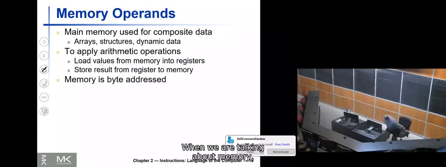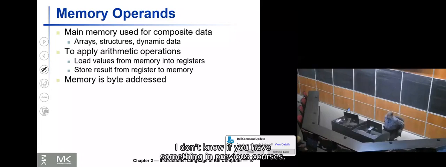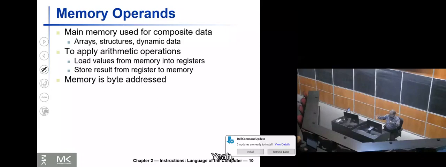When we are talking about memory, I don't know if you have something in previous courses, maybe in ITI 1100? Did you talk about memory? You have the idea, you know the idea of address, content of a memory? Give me a feedback, yes? A little. Okay, we will talk about it a little.